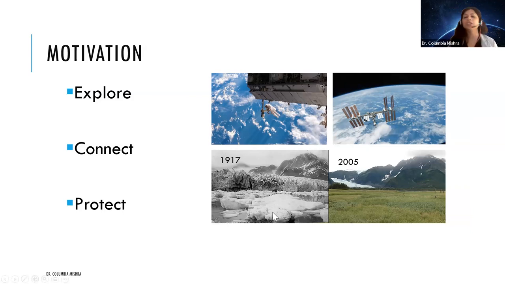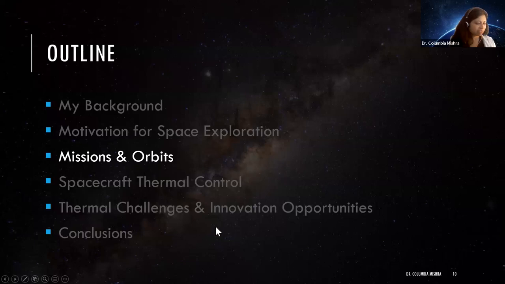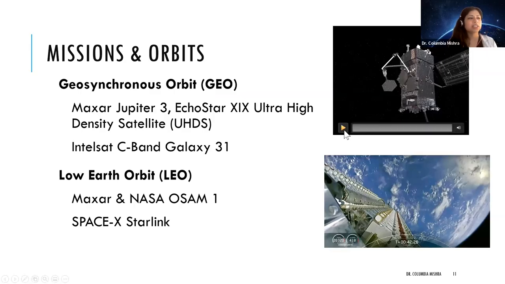In 1917, it looked very cold and snowy. And in 2005, around the same month of the year, it's looking different. So we can do all those things if we send spacecraft into space. And a lot of cool things nowadays people are trying to do.